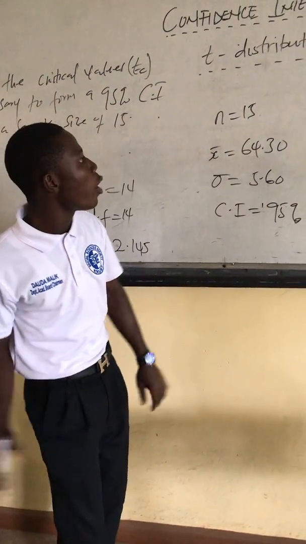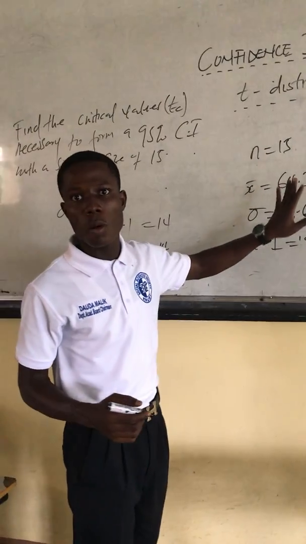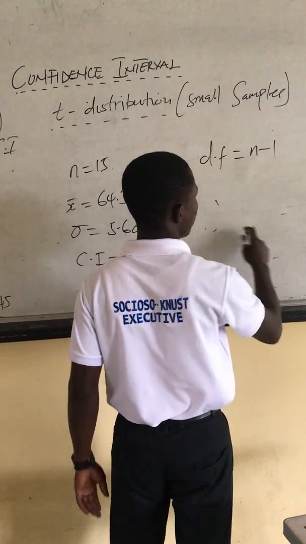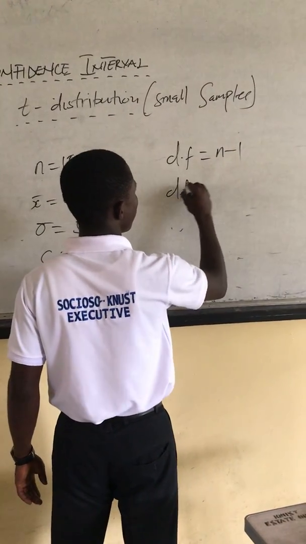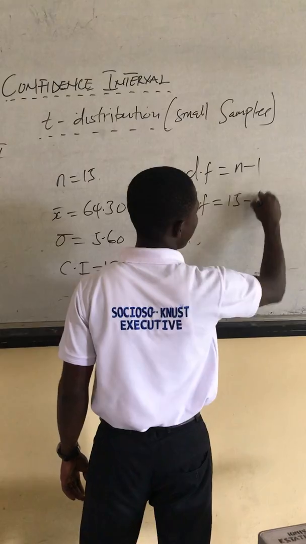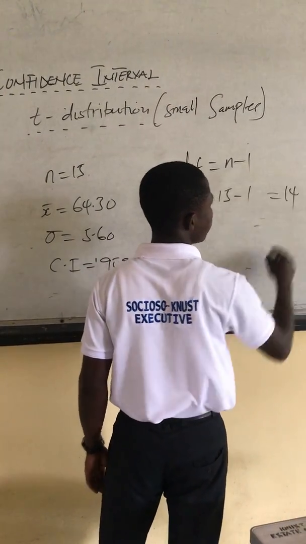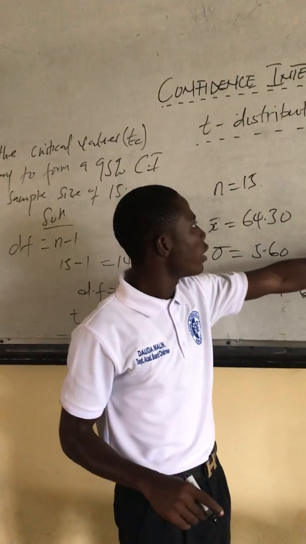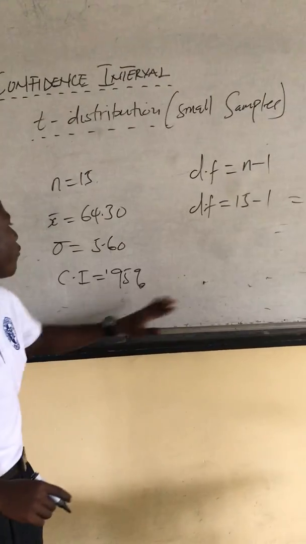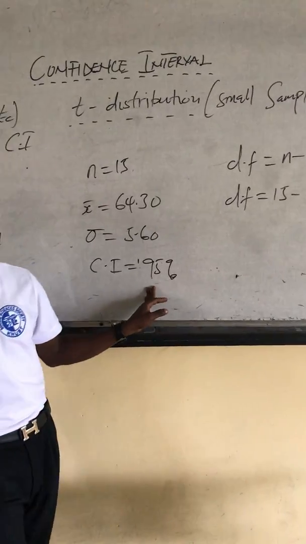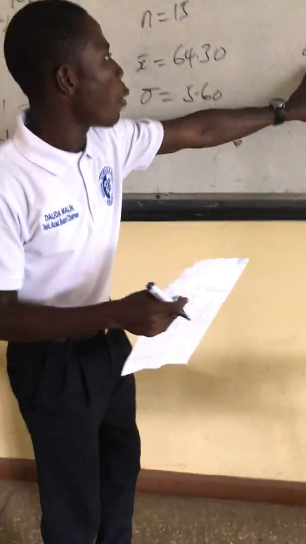Okay, so first of all, we have to find our degrees of freedom. So our DF is equal to N minus 1. N was 15, so 15 minus 1, we got 14. So our degrees of freedom here in the question is 14, and our confidence level is also 95.